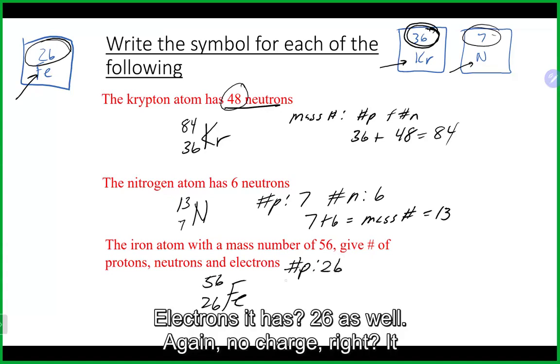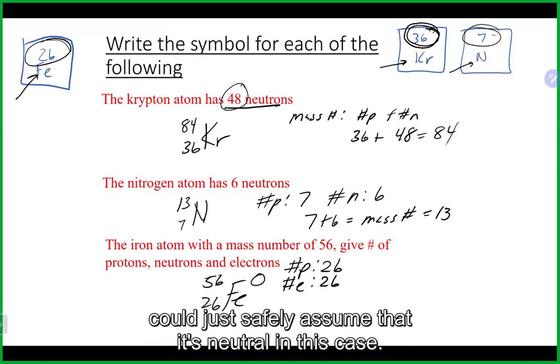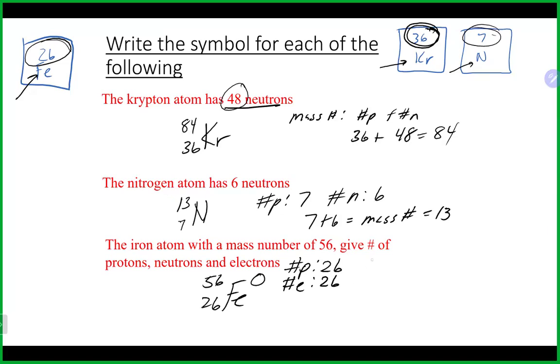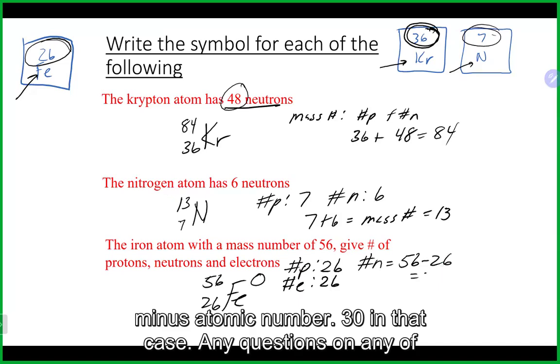26, yeah. Electrons, it has 26 as well. Again, no charge, right? It doesn't say anything about a charge in the writing. So you could safely assume that it's neutral in this case. Neutrons in this case would be 56 minus 26, right? Mass number minus atomic number, 30 in that case. Yeah. Any questions on any of those there?